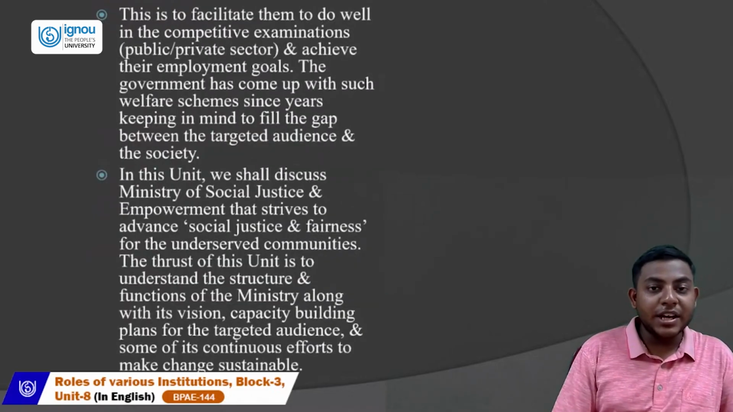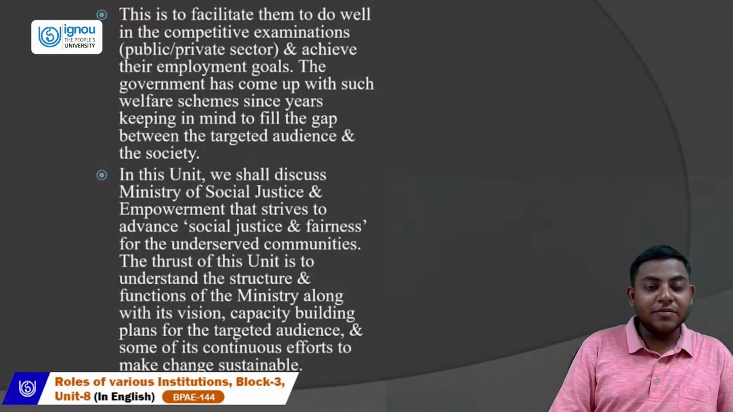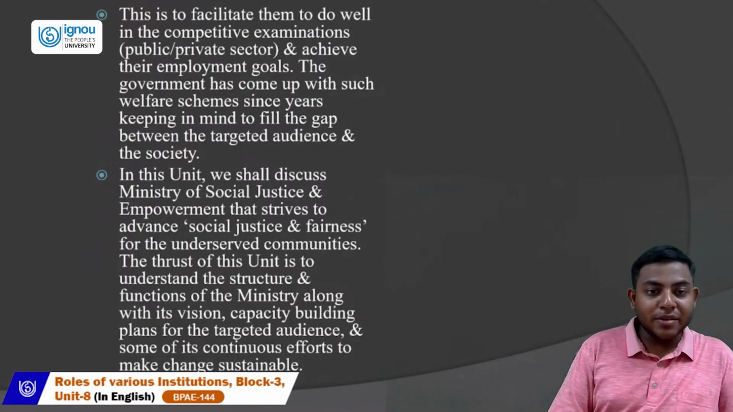This is to facilitate them to do well in the competitive examinations, public and private sector, and achieve their employment goals. The government has come up with such welfare schemes since years, keeping in mind to fill the gap between the targeted audience and the society.